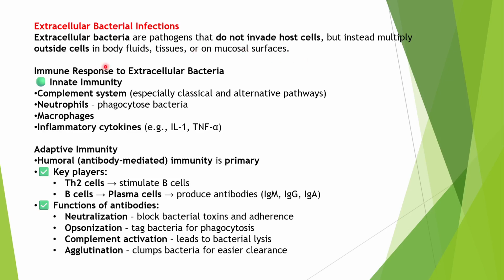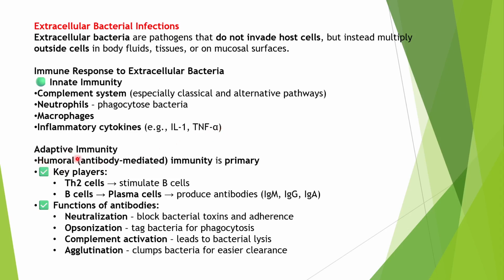So the immune response to extracellular bacteria, coming to the innate immunity, we need the complement system, especially the classical and alternative pathways are activated, and then neutrophils to phagocytose the bacteria, macrophages also to engulf and phagocytose the bacteria. Then pro-inflammatory cytokines are produced.